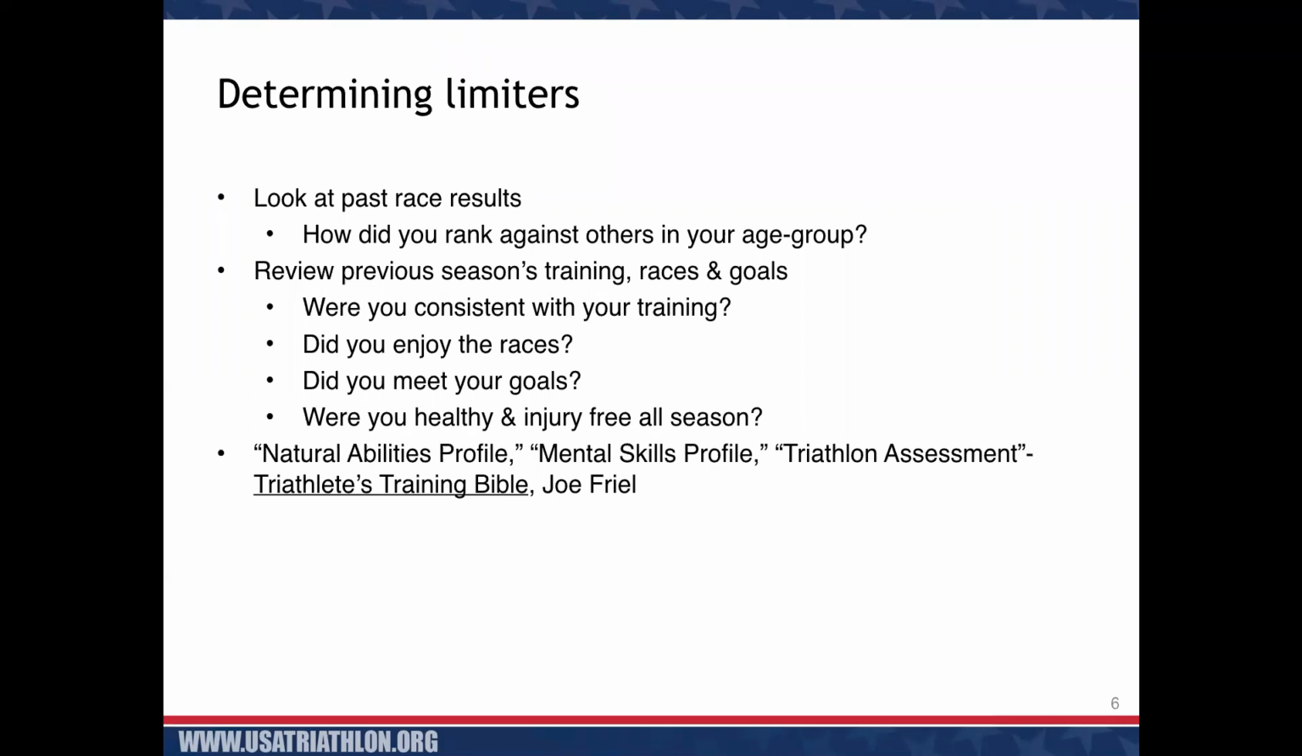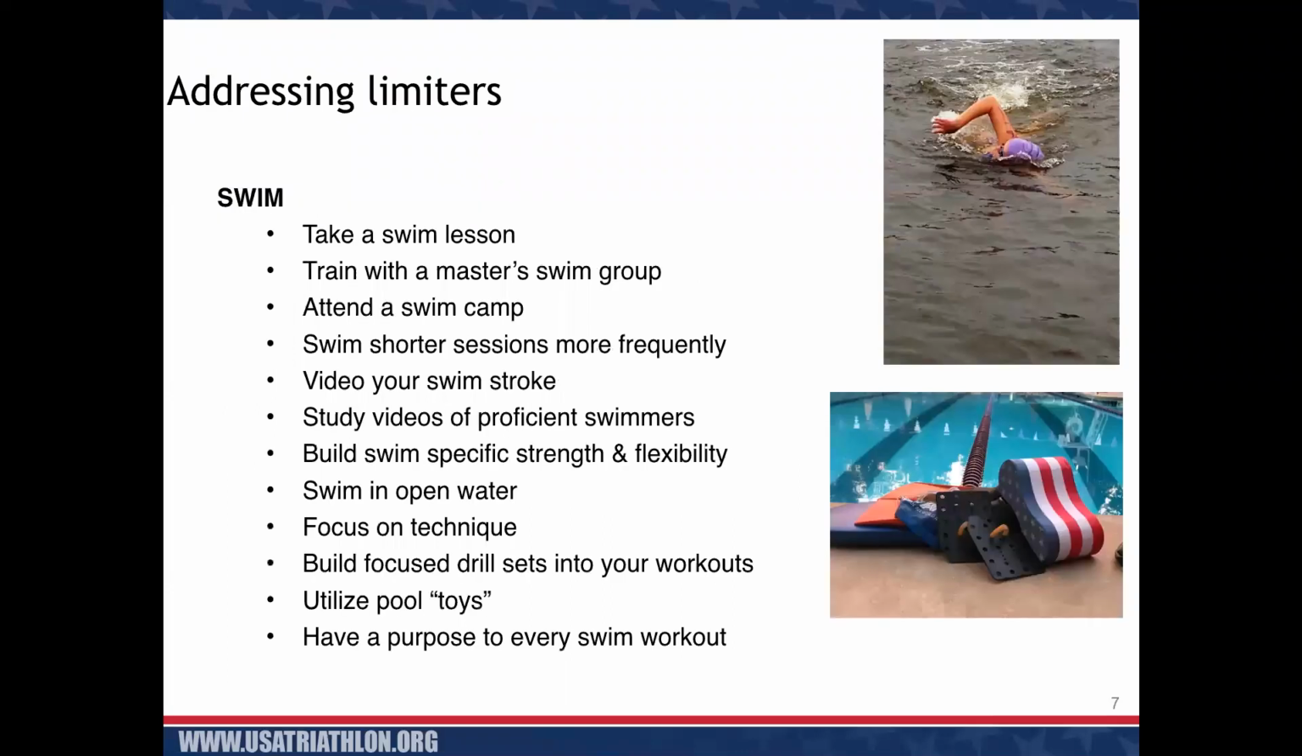Another option, there are some great profiles and triathlon assessments in Joe Friel's Triathlete's Training Bible. The Natural Abilities Profile, the Mental Skills Profile, and the Triathlon Assessment will all help you determine what your limiters are. So you go through all that, you figure out what your limiters are, what are you going to do next? We need to address those. And here are some actions that you can take.